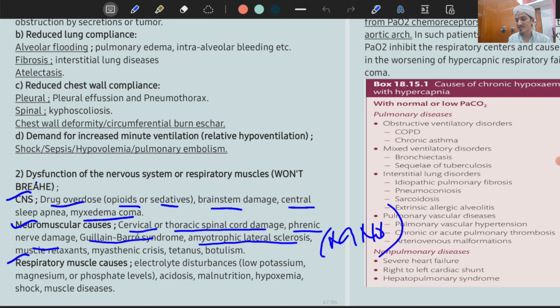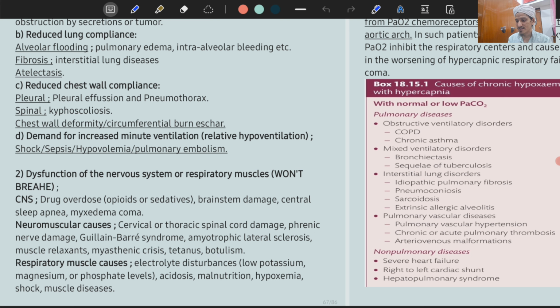Okay. Muscle relaxants, myasthenia gravis crisis, tetanus, botulism, all this will impair the transmission of impulses to the respiratory muscles, chest wall. Next is respiratory muscle causes. Most common is electrolyte disturbances like low potassium, hypokalemia, hypomagnesemia, hypophosphatemia or acidosis, malnutrition, hypoxemia itself impairs the function of respiratory muscles, shock, muscle diseases. Okay, but the common causes are electrolyte disturbances, malnutrition and shock. So these three are the common causes of respiratory muscle. So these can cause alveolar hypoventilation. Okay, now moving forwards.